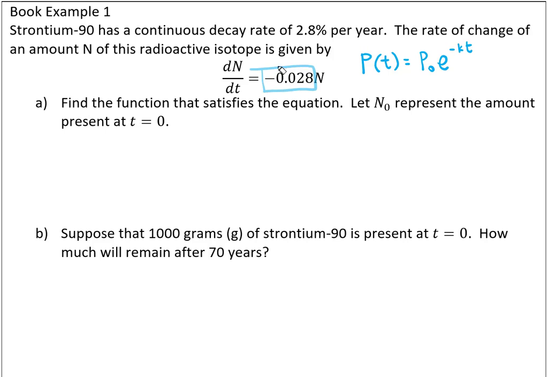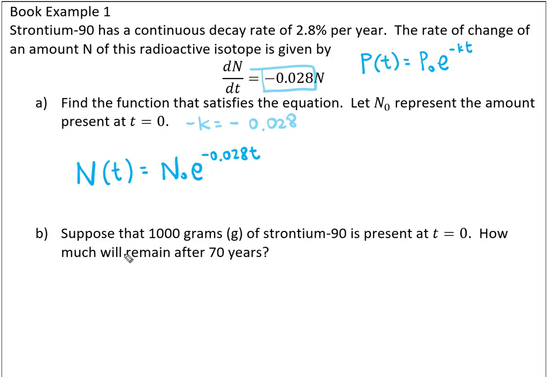This portion right here represents our negative k. So negative k is equal to negative 0.028. And so we're going to put that into this equation. Therefore, we want to call it N of t is equal to N naught e to the negative 0.028t.